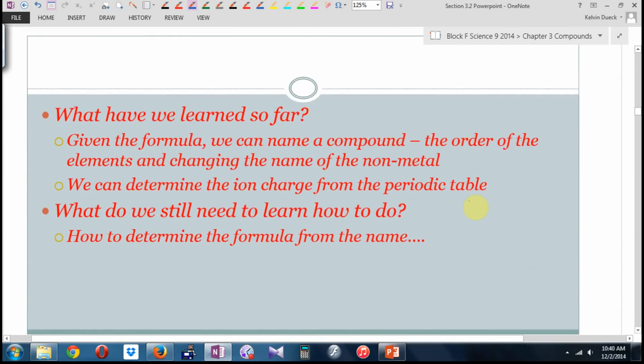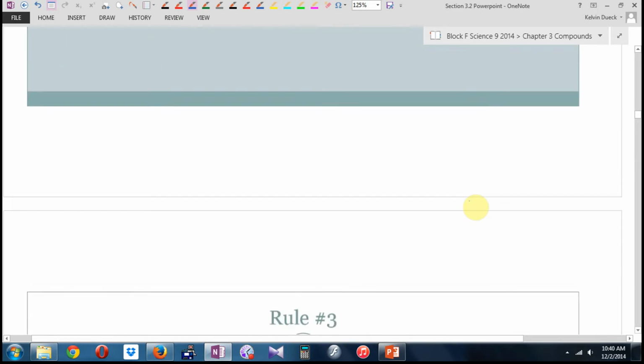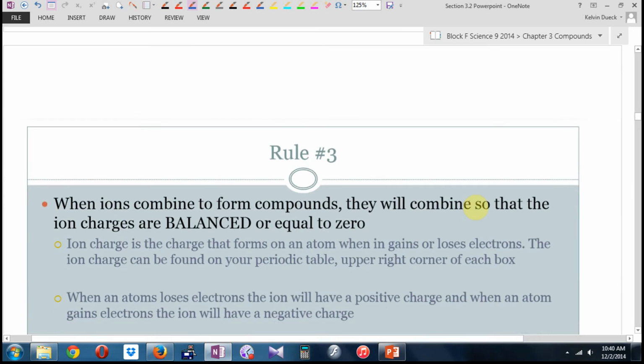So what have we learned so far? Before you turn the page, given the formula, we can name it, the order matters, metal first, non-metal, change the non-metal to ide. We've learned how to find the ion charge. Now we're going to see if we can get the formula from the name, and this is where, sorry, it gets tougher. So, rule 3.